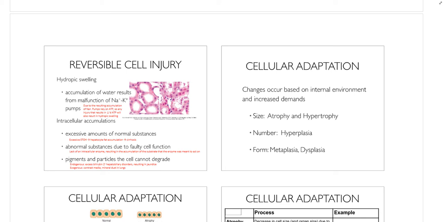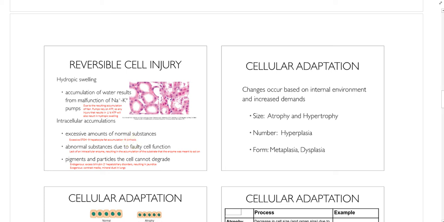We can also have intracellular accumulations. These are going to be either excessive amounts of normal substances, abnormal substances that accumulate due to faulty cell function, or pigments and particles that accumulate and the cell is unable to degrade them. So excessive amounts of normal substances, when we have excessive ETOH or alcohol, that's not the substance they're referring to, hepatocytes normally have some level of fat accumulation inside. But when exposed to excessive ETOH, they get extra fat brought into the cells, and it becomes a fatty liver, which can then lead to cirrhosis.